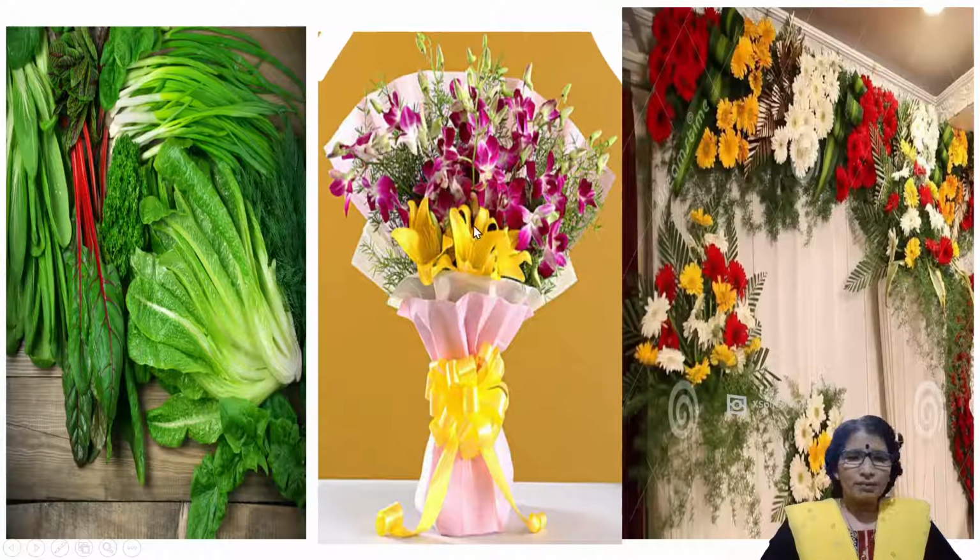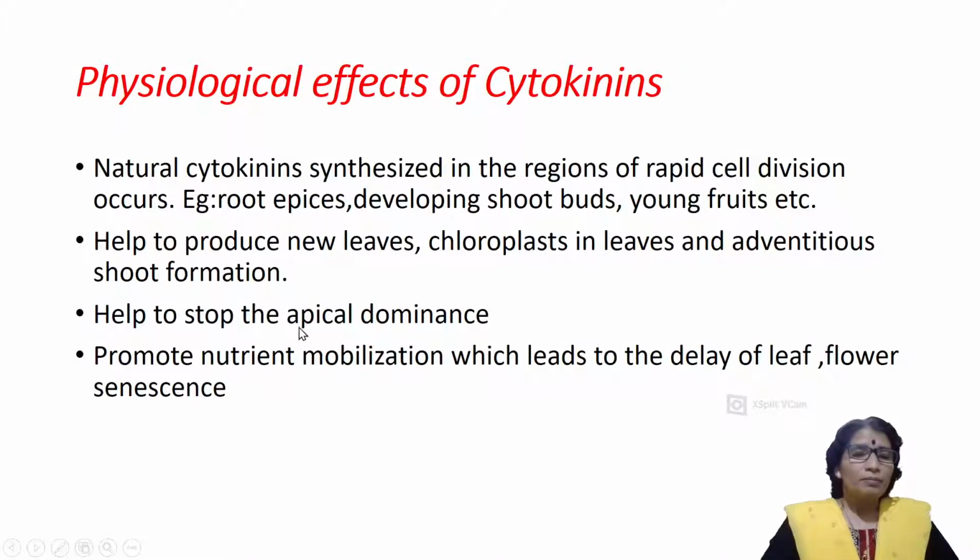How it is possible? Because by spraying cytokinins, the leaves and flowers become very fresh for longer time, because these cytokinins promote continuous nutrient supply in the harvested leaves and harvested flowers. So what happens? This continuous nutrient supply leads to the delay of leaf and flower senescence. Senescence means fading, and delay means here stopping.